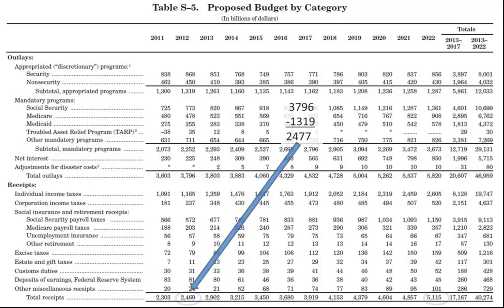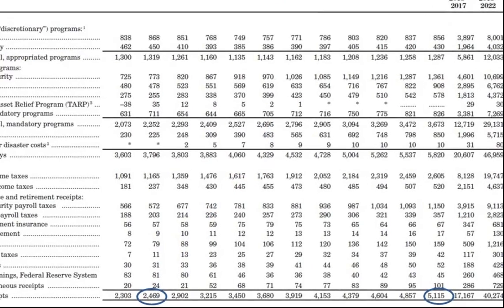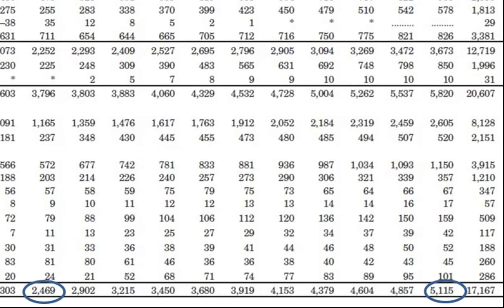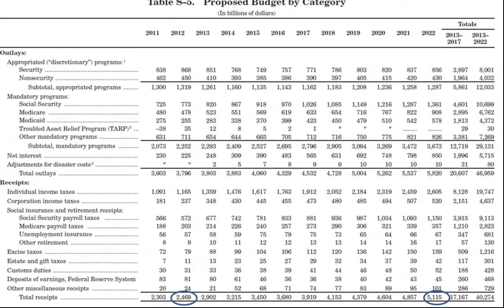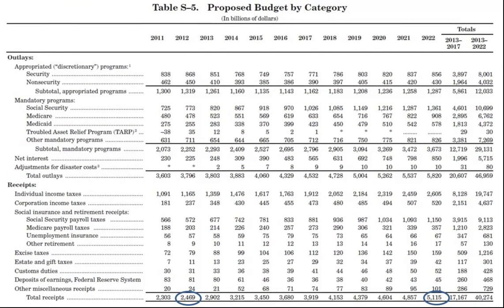Well, look at what they're going to try to do. Look at the difference between these two circles. This is just in 10 years, 2022, from 2.469 to 5.115. They're doubling the amount of taxes collected. In this particular budget, as of right now, they are anticipating doubling taxes in just 10 years. Imagine if you've got an 8-year-old kid. That's by the time they're 18 going to college. This isn't far away. We're not talking 30, 40 years here. This is just in 10 years.